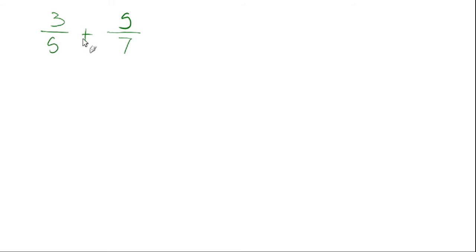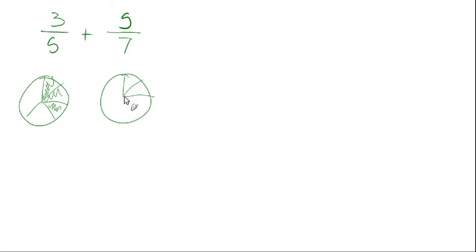But to add these things, we're trying to say there's 3 of these fifths, right? We know what a fifth looks like. It's just like a piece of a pie. That's a fifth of a pie. 1, 2, 3, 4, 5. Those look the same. 1/5, we got 3 of those. And then we want to put together those 5 of these sevenths, which is something like 1, 2, 3, 4, 5, 6, 7. That's better. We got 5 of those, right?